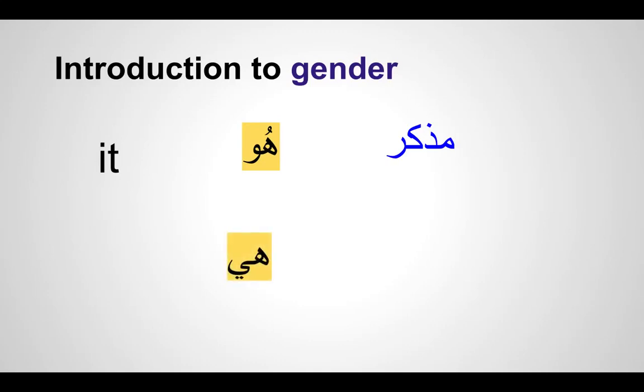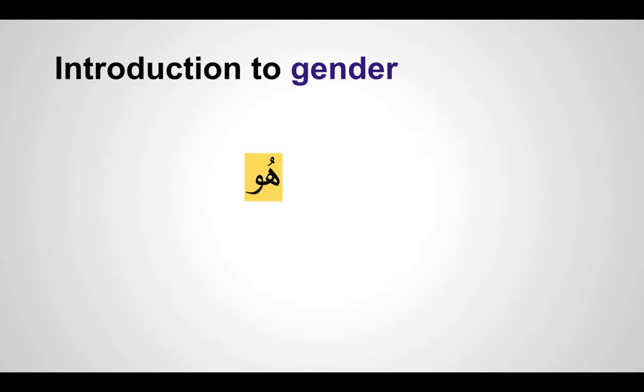Huwa means he, but if you're using it for an object, it is used as "it", and hiya means she if you're referring to a human being, and if you're referring to an object, it means "it". Let me give you some examples.